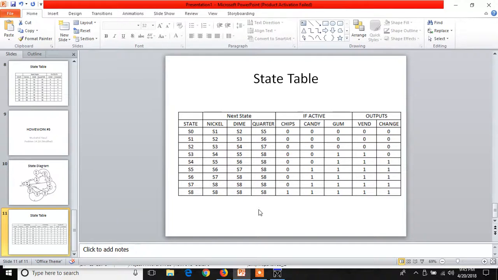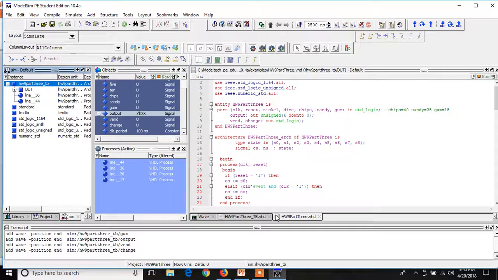So here is the state table. Basically, it says the same thing. So now I'm going to show you the code. Here is the code for homework 5 part 3.